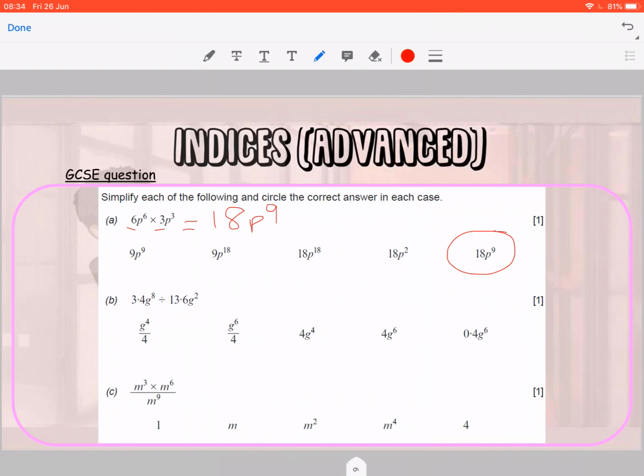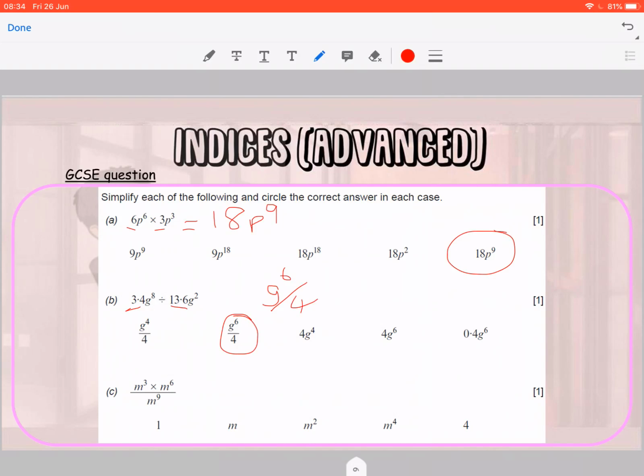Next one, this was a calculator paper, so your two front numbers, now my 3.4 and my 13.6, I can divide them. Gives me 1 over 4. G8 and G2, if I take them away, is G to the power of 6. So I got G to the power of 6, it's 1 over 4, so it's G to the power of 6 all over 4. That's about it.